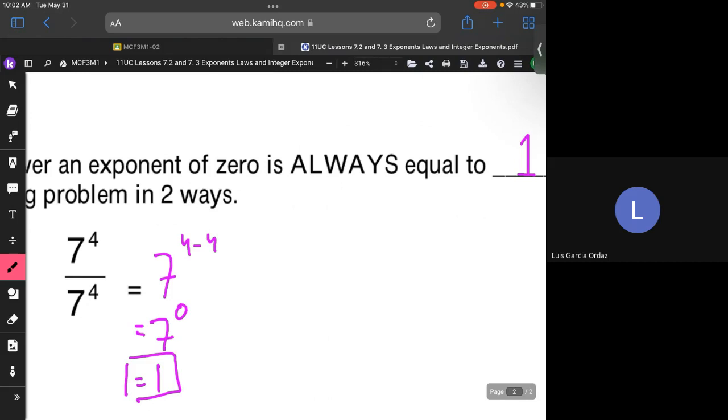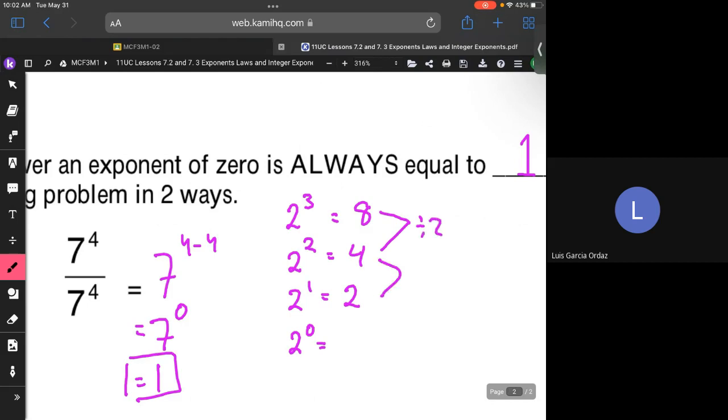Yeah. So if we take the powers of 2, for example, 2 to the power of 3, 2 to the 2, 2 to the 1, 2 to the 0, we know 2 to the power of 3 is 8, 2 to the 2 is 4, 2 to the 1 is 2. So 8 and 4, what do I divide by? 2. Divide by 2. So naturally, what's 2 divided by 2? 1. Which is why anything to the power of 0 is 1.